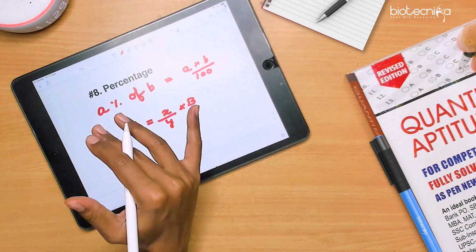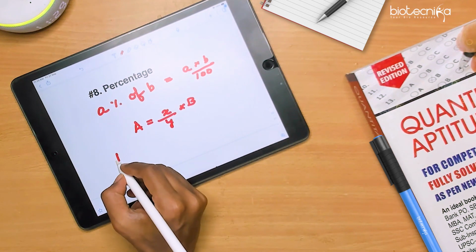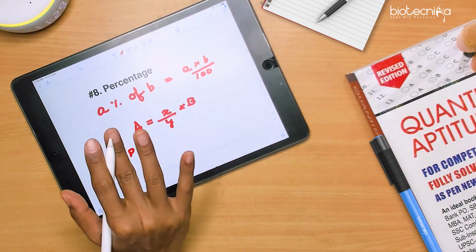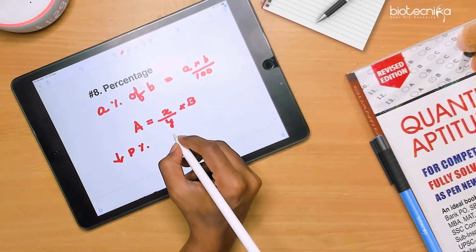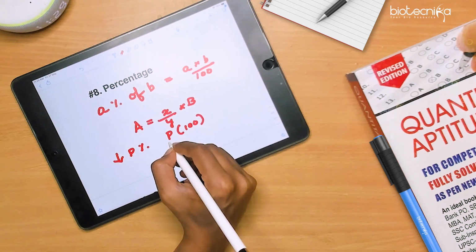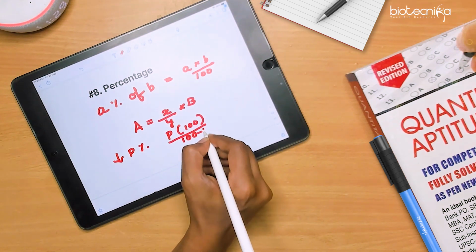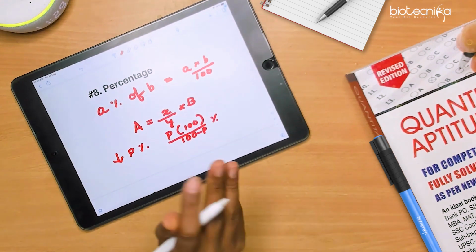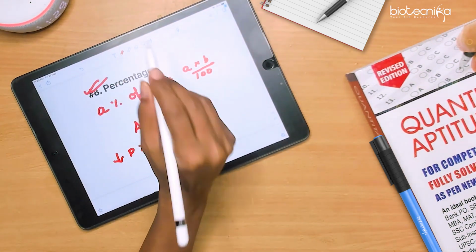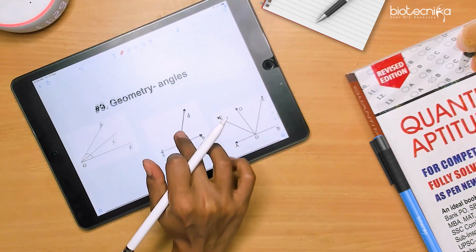So if the price of a commodity decreases by P%, then the increase in consumption, so that expenditure remains the same, is going to be P into 100 divided by 100 minus P. That will be the percentage. So some proper formulas are there. If you know those formulas, percent calculations are also marks fetching.